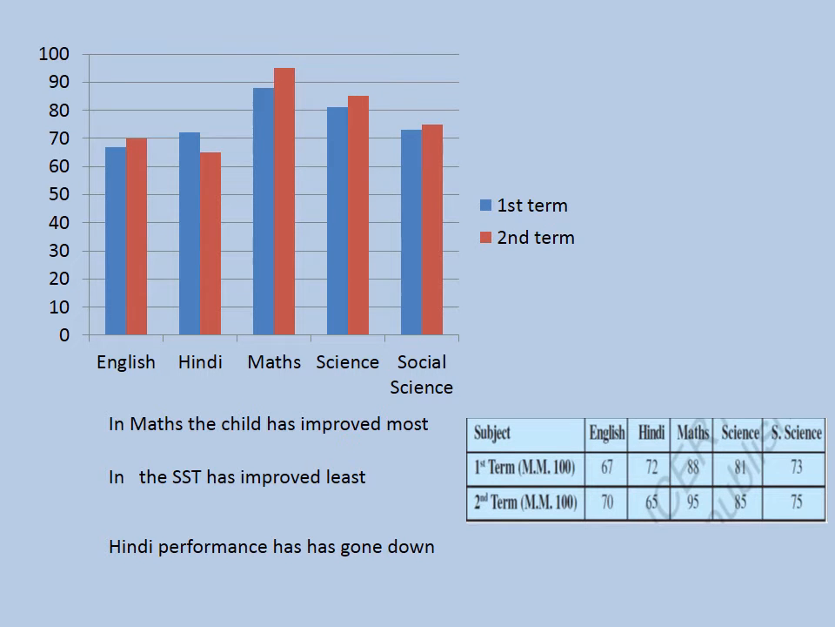Now let us try to draw the double bar. Here I wrote the measurements. First term examination marks: English, Hindi, Math, Science, Social Science: 67, 72, 88, 81, 73. Second term examination marks: 70, 65, 95, 85, 75. The maximum marks are 100, so you have to go up to 100.